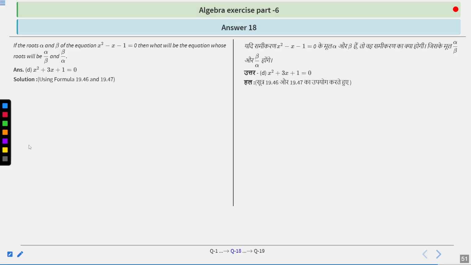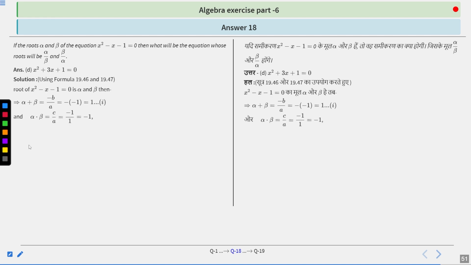Now, let us look at the solution of this question. We are going to use formula 19.46 and 19.47 to solve this question. The roots of equation x square minus x minus 1 equal to 0 are alpha and beta. Then alpha plus beta equal to minus b upon a, or minus minus 1, that is equal to 1. That is our equation 1.